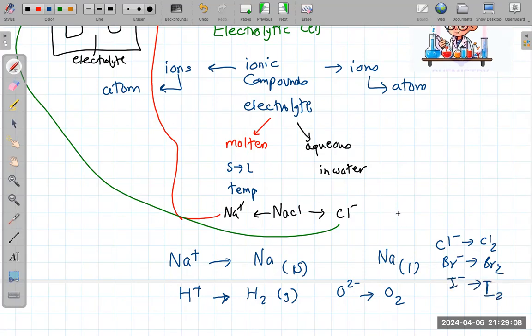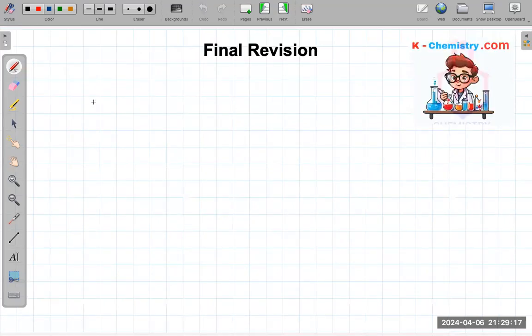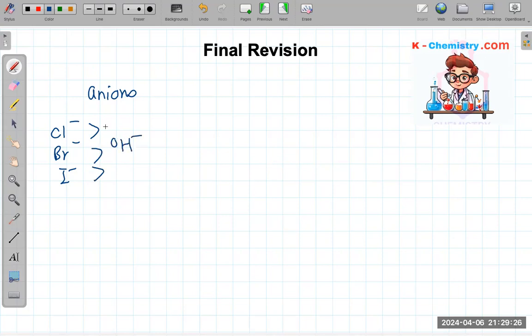So everyone will change into the atomic form, and if it is a diatomic molecule, then it has to be in the diatomic form. According to this we can decide which one will be discharged in the anions. In the anions, there is a high priority for Cl, Br, and I to be discharged over the OH minus. If this is available and this is available, the priority is for this to be discharged. Discharged in the anions means to lose electrons and get oxidized. So the one that's here will be oxidized.